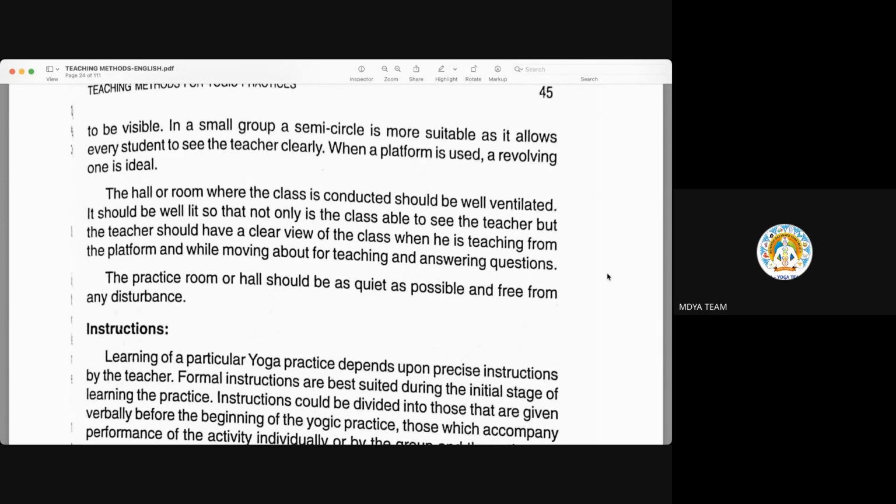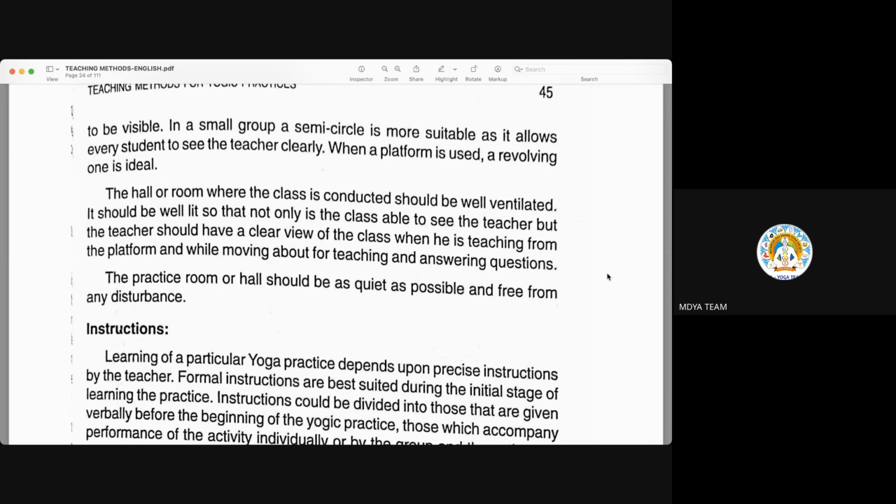The hall or room where the class is conducted should be well ventilated. This is one of the important criteria for the class. To arrange the class, it should be properly ventilated.